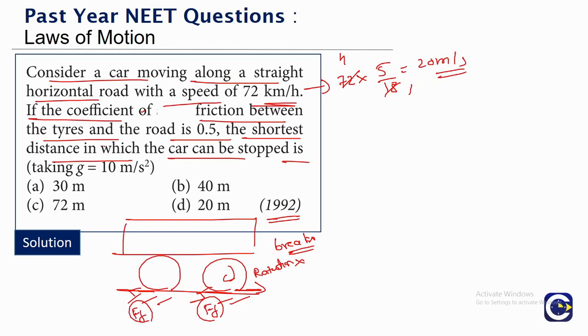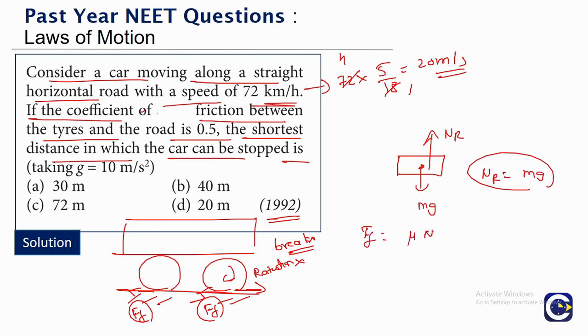The question is, they're asking in how much shortest distance the car will stop. See, if you look at the car, there is a weight of the car acting downwards, and there will be the normal reaction. There is no vertical motion, right? So the normal reaction is equal to the weight of the car. Frictional force is mu into the normal reaction, which is mu into mg. So the acceleration from friction, which will be opposite to the direction of motion, is mu mg by m, because force divided by mass, which is mu into g. Mu is 0.5, g is 10. So 0.5 into 10 is 5 meter per second square.